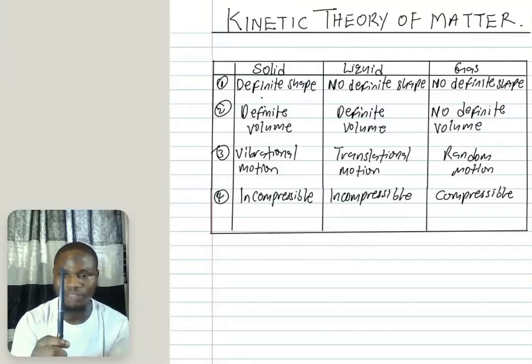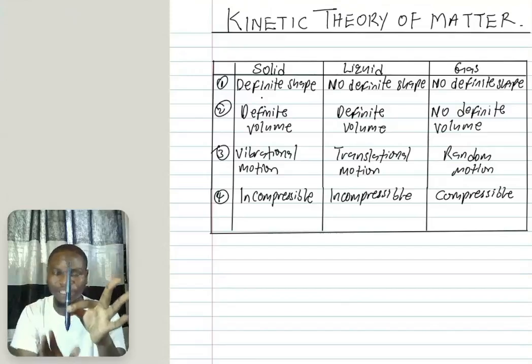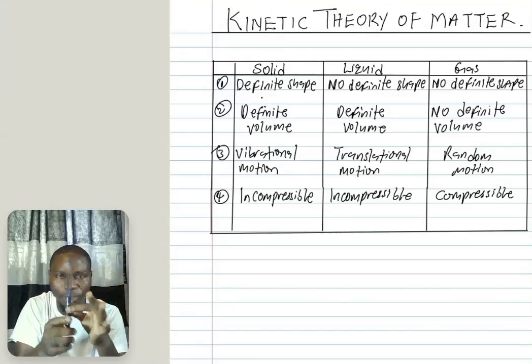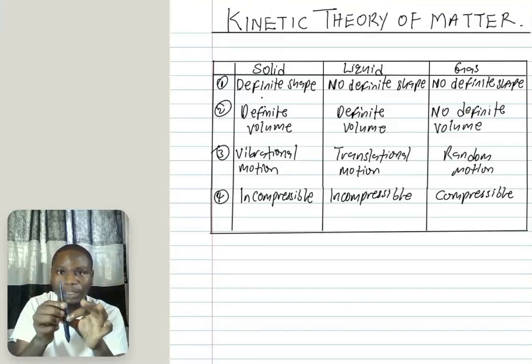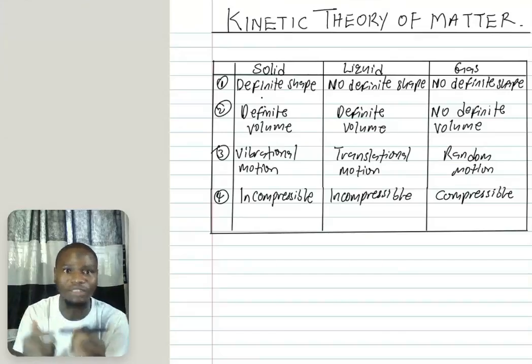Look at the pen I'm having here. You can see, these have a definite shape, the way it is like this. Why? Because the particles making up this plastic are tightly packed together. So it will surely have a definite shape.